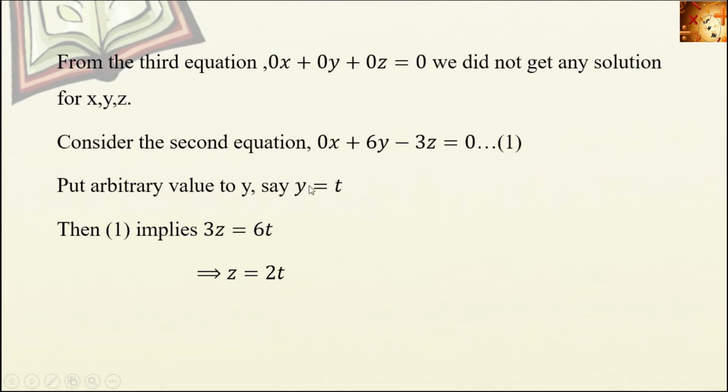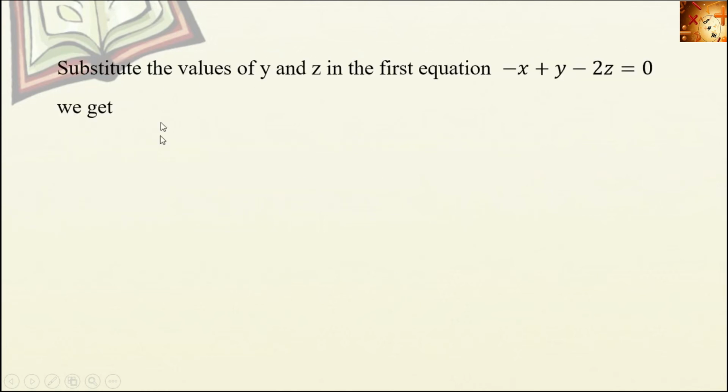Then substitute these two values of y and z in our first equation, that is minus x plus y minus 2z equal to 0. This will be x is equal to 2z minus y. Then substitute for z and y, that is 2 into 2t, that is 4t, minus t, that is plus 3t. So x equal to 3t.